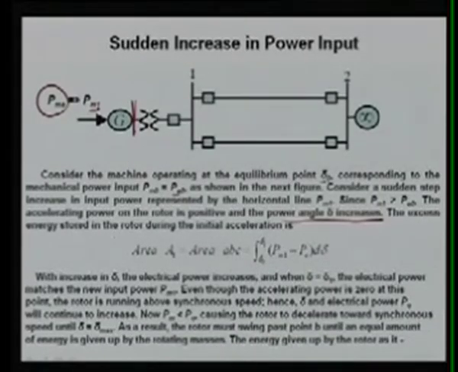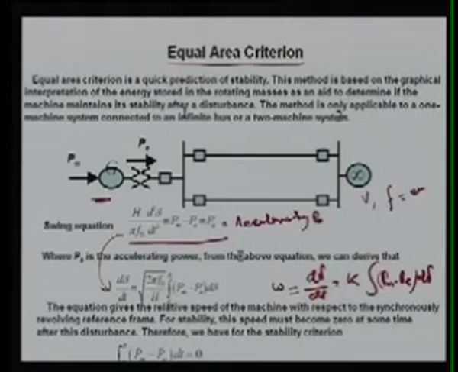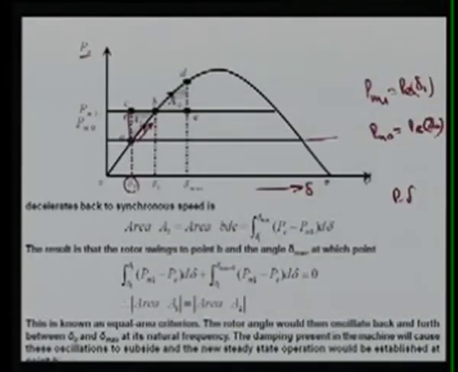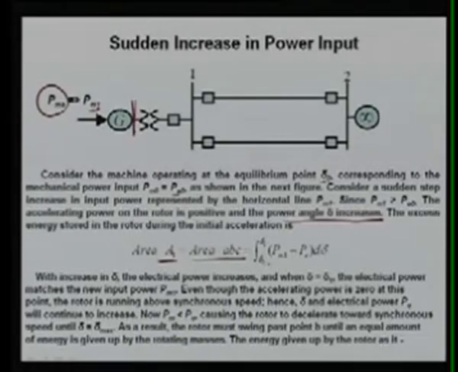The excess energy stored in the rotor during the initial acceleration is here area A1, that is area ABCD. Means here you will see this area, this energy is A, B, C, and that area A1 is the stored energy of this machine, that is ABC, and it is basically integration of delta naught to delta 1.